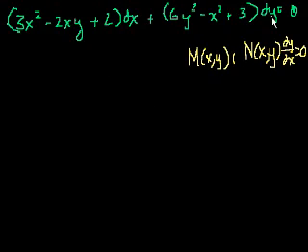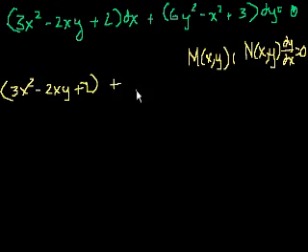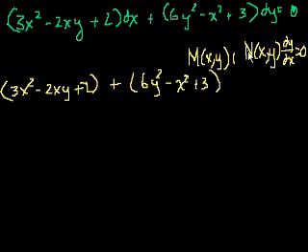We're close. How could we get this equation into this form? Well, we just divide both sides of this equation by dx, right? And then we get 3x squared minus 2xy plus 2. We're dividing by dx, so that dx just becomes a 1, plus 6y squared minus x squared plus 3. And then we're dividing by dx, so that becomes dy dx is equal to, what's 0 divided by dx? Well, it's just 0. And there we have it. We have written this in the form that we need.